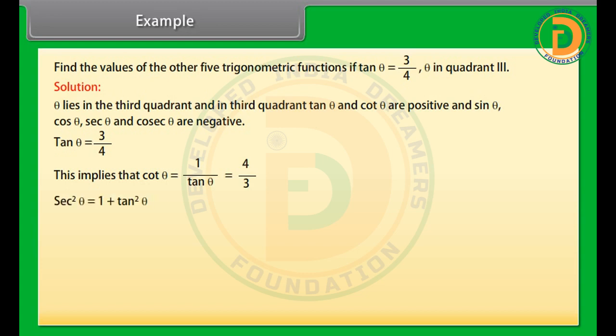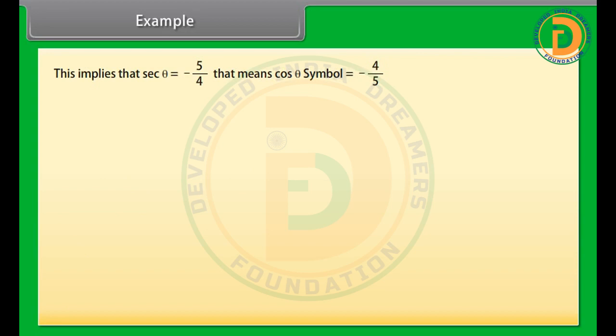Sec square of theta is equal to 1 plus tan square of theta is equal to 1 plus (3 by 4) whole square is equal to 1 plus 9 by 16 is equal to 25 by 16. This implies that sec of theta is equal to minus 5 by 4. That means cos of theta is equal to minus 4 by 5.